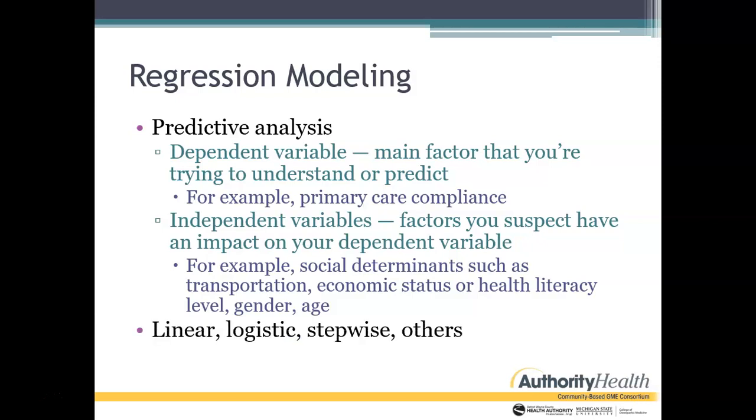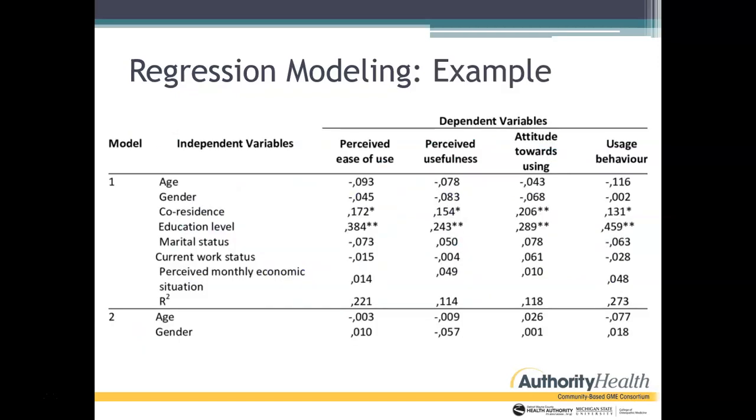And you'll hear a lot of different words: linear, logistic, stepwise. It's pretty much all the same thing. It's all looking at the line of best fit. So here's an example of regression modeling. You don't have to try to interpret this at all. All I'm showing here is that the dependent variable, or the outcome of interest, that they're looking at is the perceived ease of use, usefulness, and attitudes towards using. I'm not even sure what they're talking about using, but here we see independent variables, and they looked at age, gender, co-resident, education level, marital status, work status. So you can see how, in this regression model, they're looking at how these independent variables predict these outcomes.